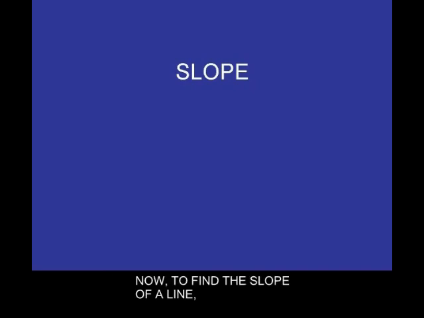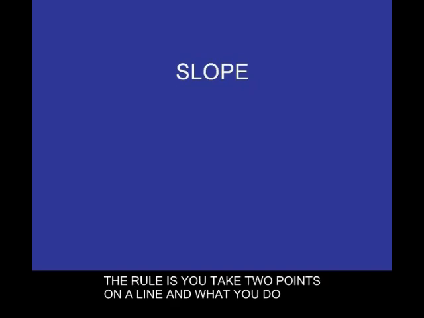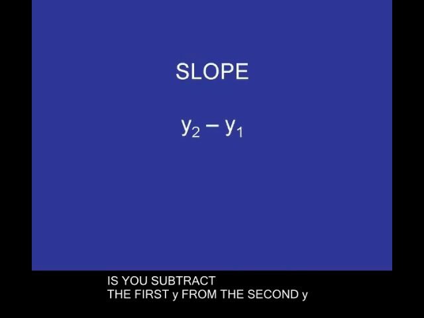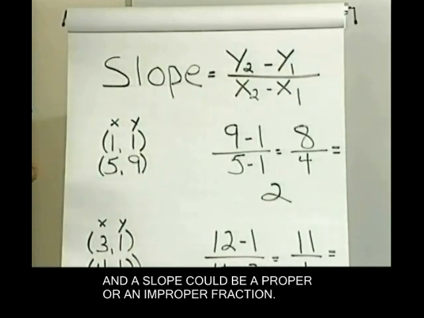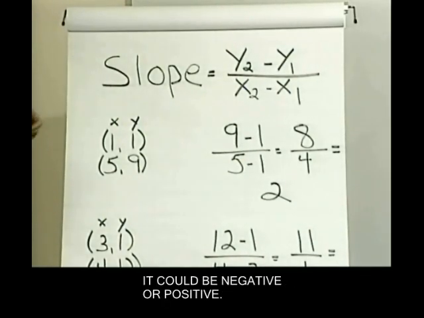Okay, let's take a look one more time. Now, to find the slope of a line, the rule is you take 2 points on a line, and you subtract the first y from the second y, and the first x from the second x. A slope could be a proper or an improper fraction. It could be negative or positive. So let's take a look here.